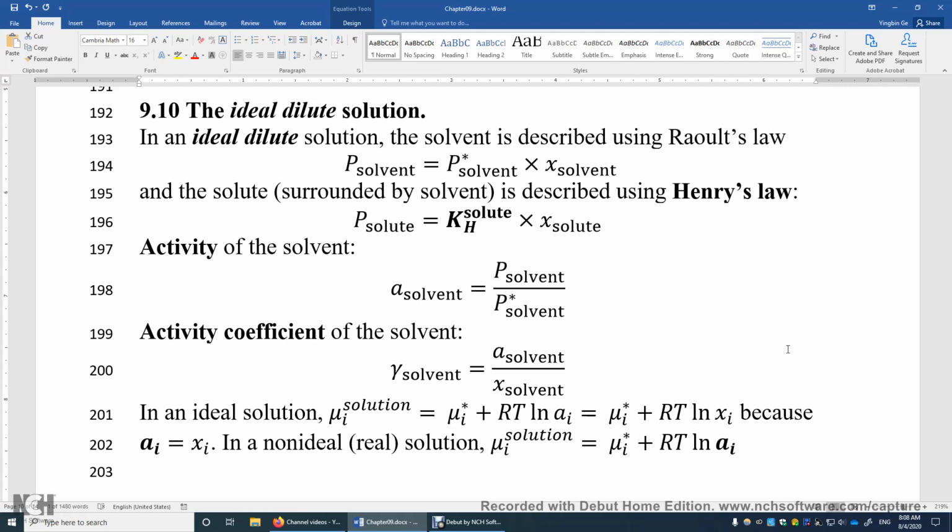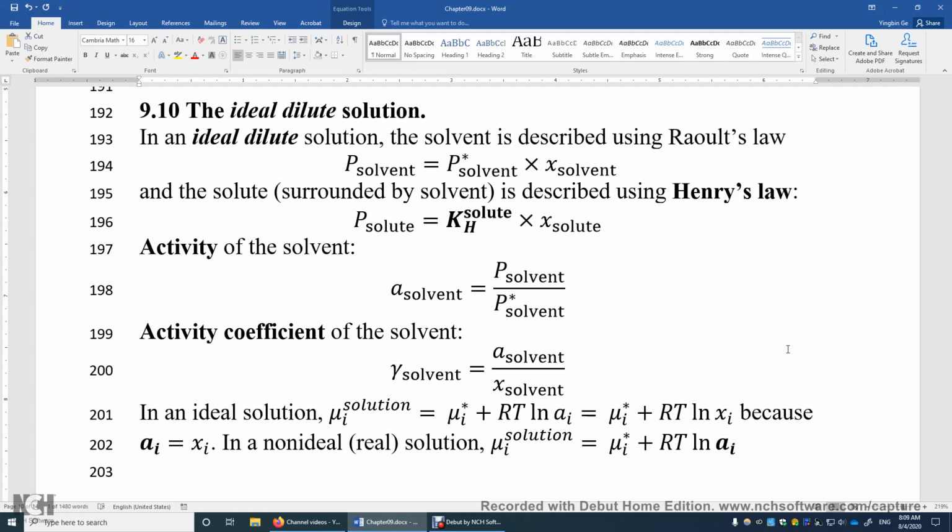However, for the solute, there's a different story. In pure B, each B is surrounded by all other B's. But in this ideal dilute solution, because of the very low concentration of B, each B is surrounded by A molecules. So in short, in an ideal dilute solution, the chemical environment for A remains unchanged. For B, it's completely different. So that's the difference between the ideal solution and the ideal dilute solution.